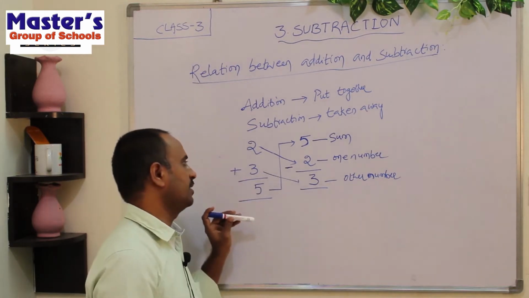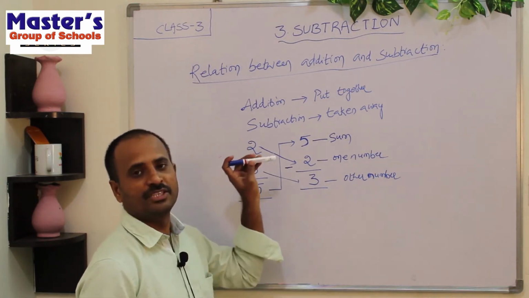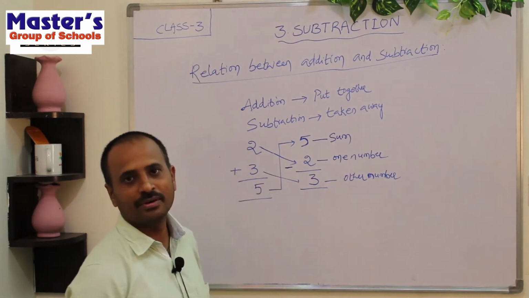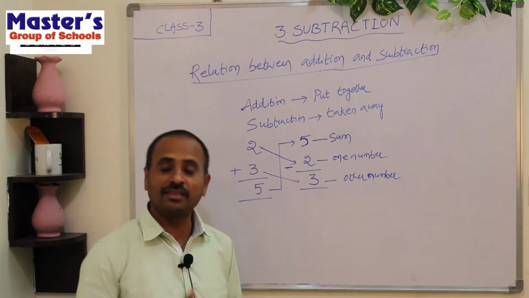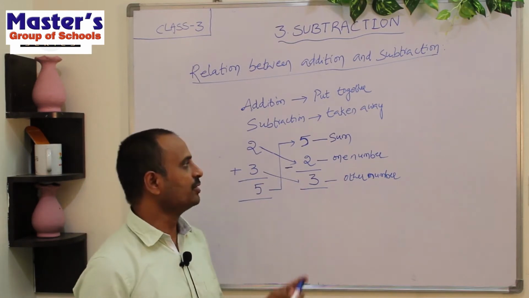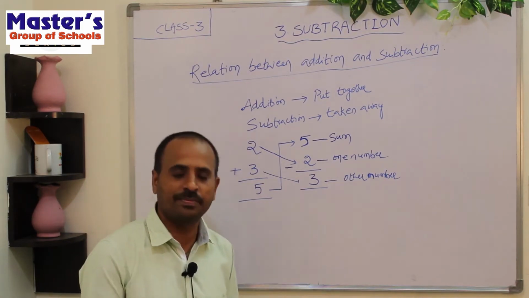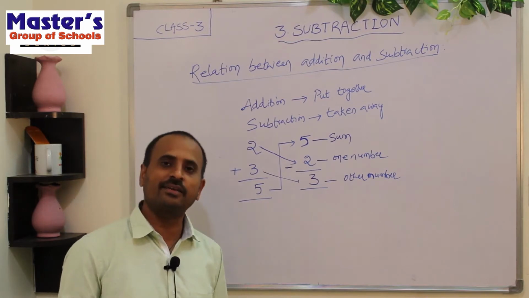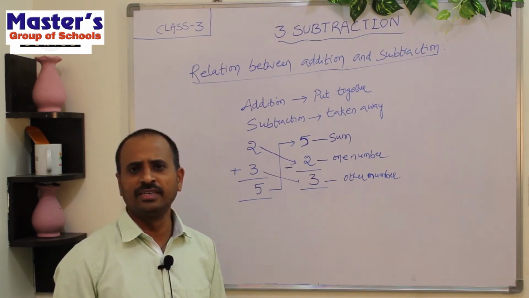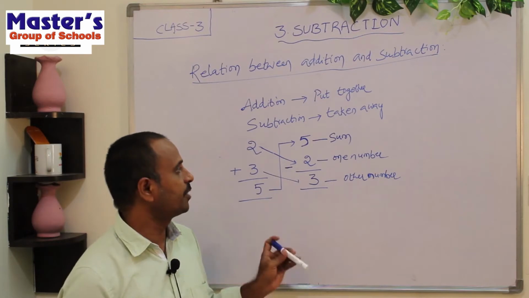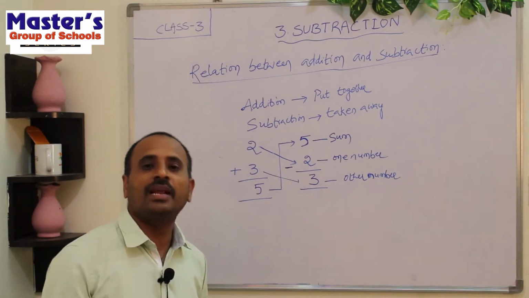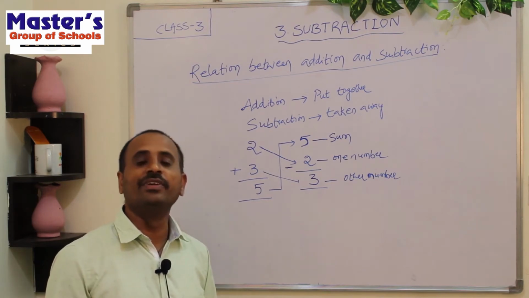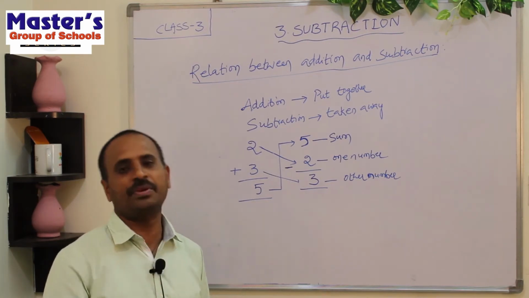And if you subtract any number from the sum, again we will get the other number. So in this way, we can check the subtraction also. By using this property, we can check whether our answer is correct or not. So we can check our subtraction by using addition, and we can check our addition by using subtraction.